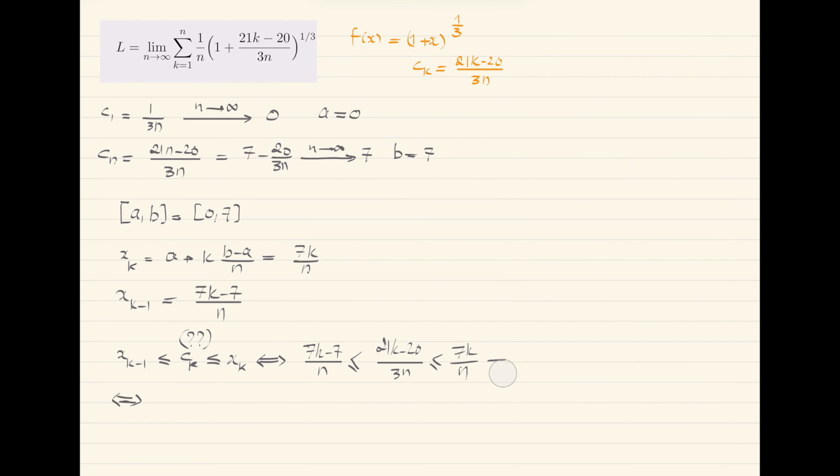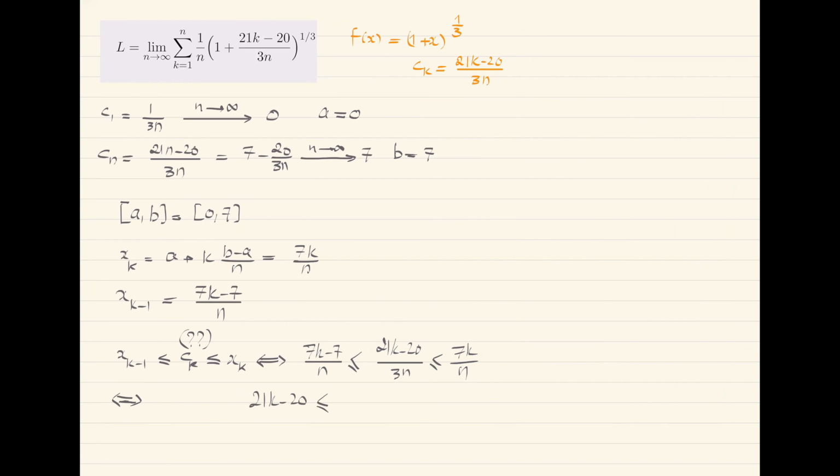So let me clean this. Okay, so what happens to understand that? I multiply everything by 3n. When I multiply the middle one by 3n, I am left only with the numerator. So 21k minus 20, less than or equal.